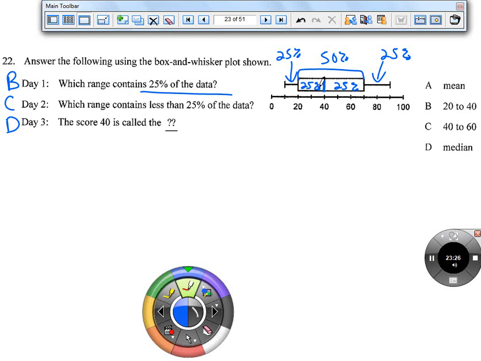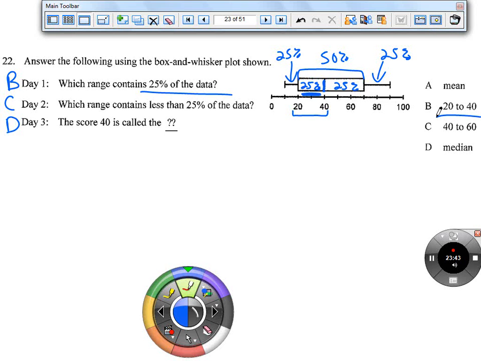So what's the range, 25% of the data? If you look at 20 to 40, that looks like it's this part of the box, so it's the lower half of the box. So that's 20 to 40 right there. That's 25% of the data. Okay.